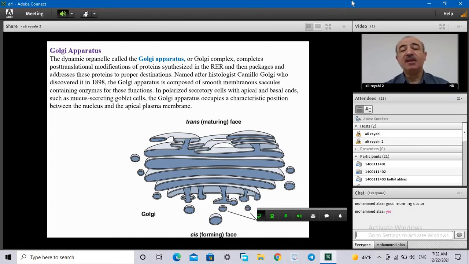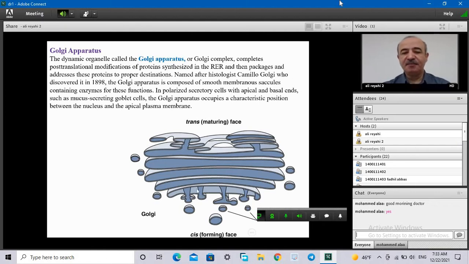I also talked about the plasma lemma, the cell membrane, and some organelles like mitochondria, ribosome, Golgi, and the endoplasmic reticulum. Now I talk about the Golgi apparatus and the other organelles in the cytoplasm of the human cell. What is the Golgi apparatus?